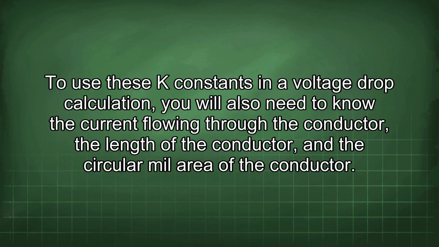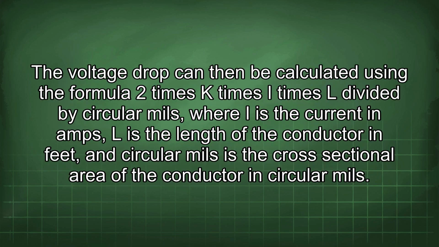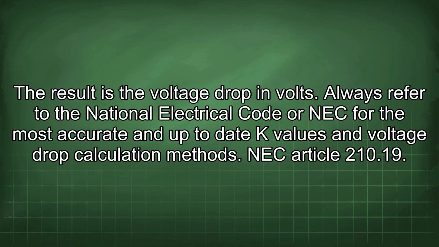To use these K constants in a voltage drop calculation, you will also need to know the current flowing through the conductor, the length of the conductor, and the circular mil area of the conductor. The voltage drop can then be calculated using the formula 2 times K times I times L divided by circular mils, where I is the current in amps, L is the length of the conductor in feet, and circular mils is the cross-sectional area of the conductor in circular mils. The result is the voltage drop in volts.